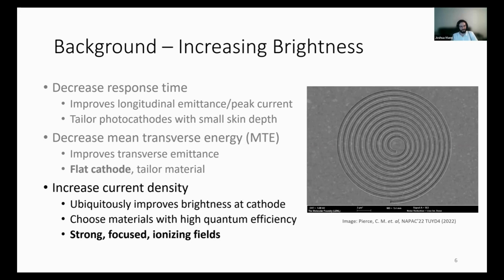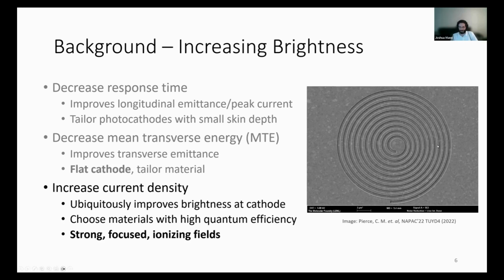And lastly, this is probably the most important for my project, is flat out increasing the current density of your emission. To do this, you can choose a material with a high quantum efficiency, which means you can send in more photons and get more electrons out for each photon. You'll only get one electron at most per photon, but a higher quantum efficiency means you get less loss, and you can illuminate it with a stronger laser. Or you can do what I'm doing, and that is enhancing and focusing your fields to a very small area to get a very high current density.